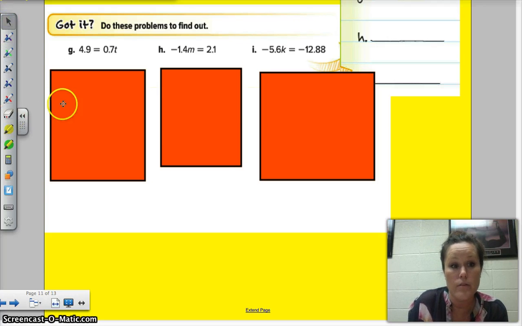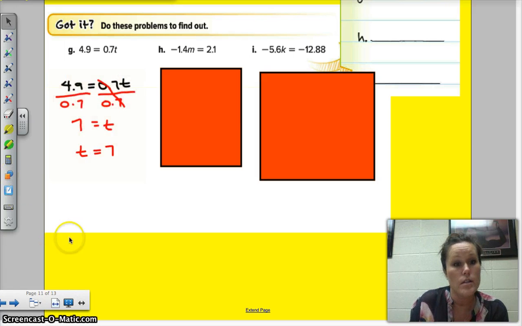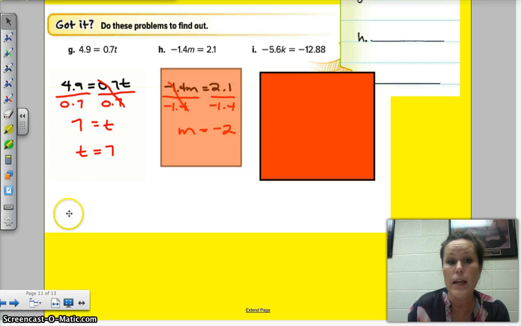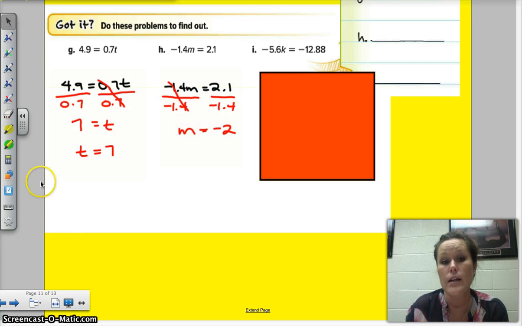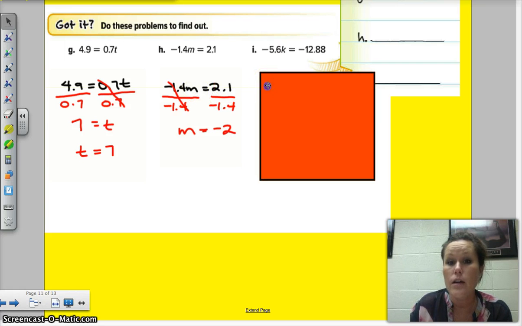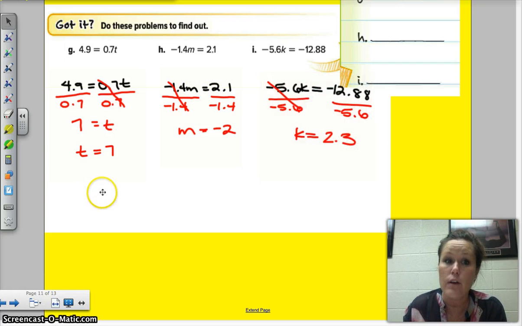Okay, let's uncover and see what happens. You can see in number G, I divided by the coefficient on both sides. Use my calculator, I got t equals 7. In H, you should have divided both sides by negative 1.4 to get negative 2. And in I, you should have divided both sides by negative 5.6 to get k equals 2.3.